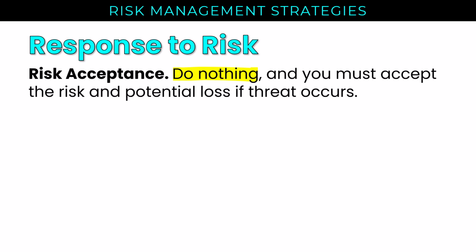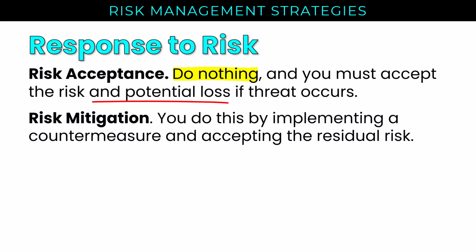You just accept the risk and the potential loss that goes with it if the threat occurs, or as we say, if the threat is realized. Risk mitigation: you mitigate a risk by implementing a countermeasure and accepting the residual risk. Residual risk is the risk that remains, the amount of risk that remains once you have implemented your security control. So risk mitigation is the act of reducing risk.